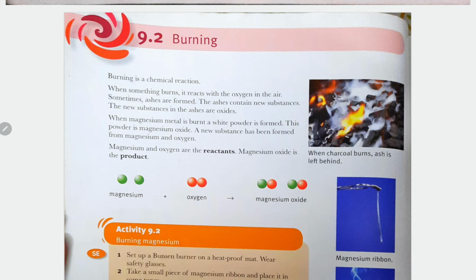Okay, new substances in the ashes are what? Oxides. When magnesium metal is burnt, a white powder is formed.